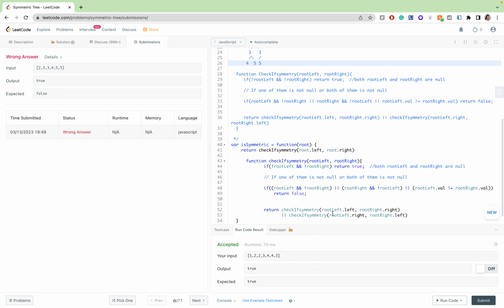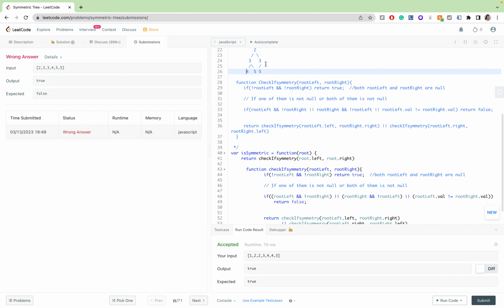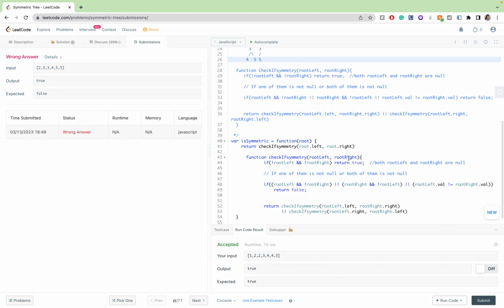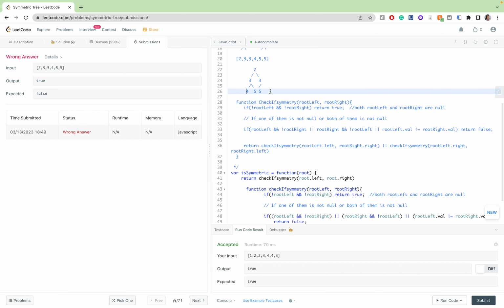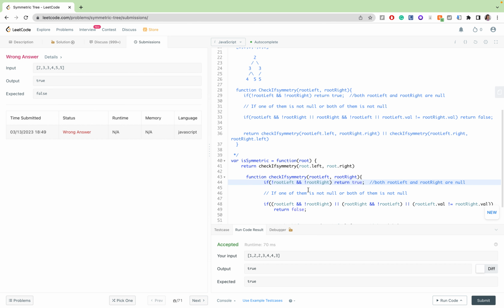I mean, 3 is root left, third left, root right, third right, left and right, isn't it? This left and 3 is right, and then it's right and it's right, left. So this would be 4 and null, right? So if both is not null, then it would return true. But since in this case root left is 4 and this is true. Oh, okay.